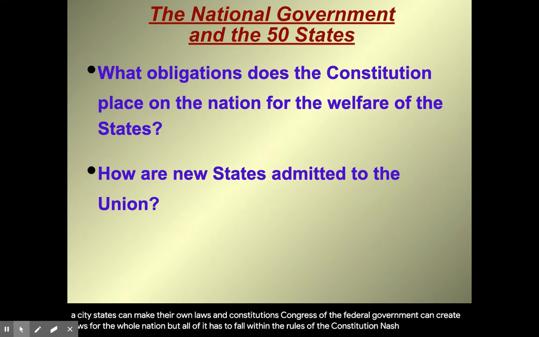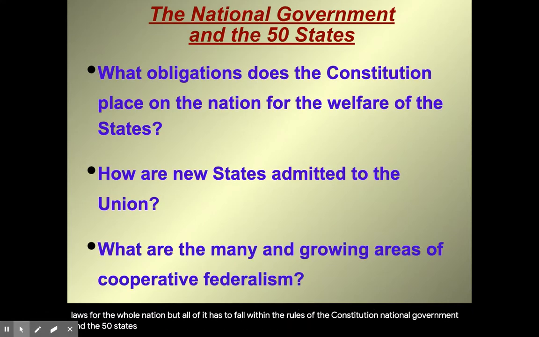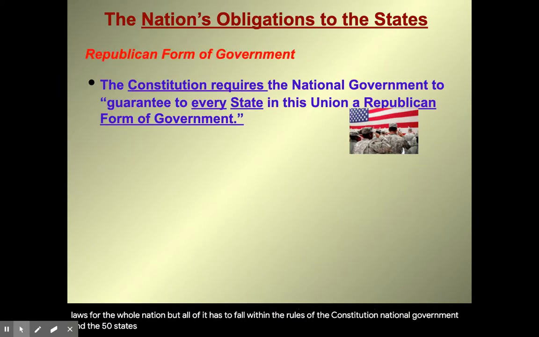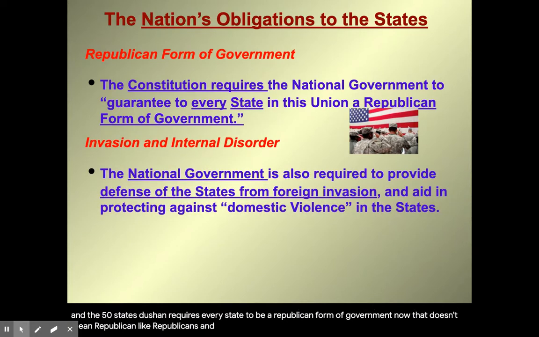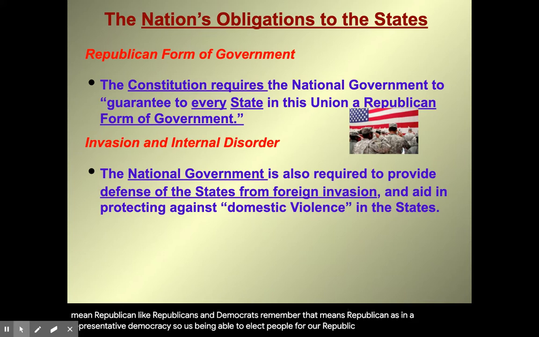The national government and the 50 states. The Constitution requires every state to be a Republican form of government. Now, that doesn't mean Republican like Republicans and Democrats. Remember, that means Republican as in a representative democracy. So, us being able to elect people for our republic who represent us.